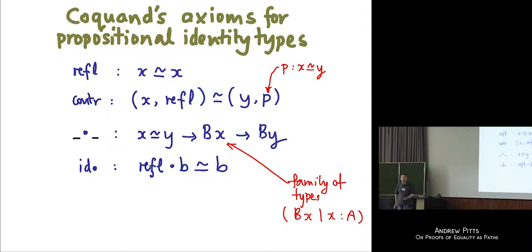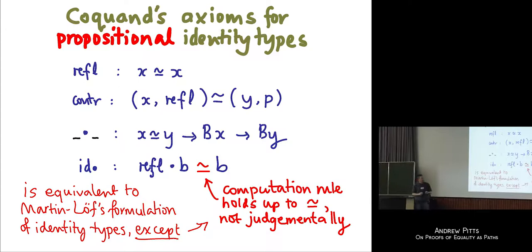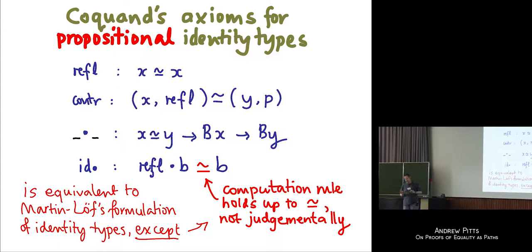Okay, so that set of axioms is equivalent to Martin-Löf's formulation of identity types, except here we're talking about something just slightly weaker than what he formulated in his original work. It's propositional identity types, because we don't insist here that this equality is a judgmental equality, something that computes from left to right, but is merely given by a path. Okay, so the computation rule holds up to path equality, up to propositional identity, rather than judgmentally. But it seems in practice that everything that you can do with identity types with a more strict computation rule, you can do with this.